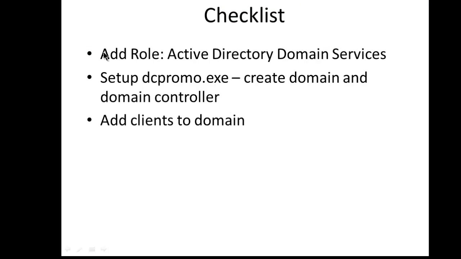Let's examine what we did. We added a role, which was the Active Directory Domain Services. Once that was installed, we then continued the installation with DC Promo, which actually installed the functionality of Active Directory Domain Services. It created a domain, and we made the server the domain controller. After that, we simply added clients to the domain, and then we verified that they were on the domain. Next, we will be looking at creating a roaming profile. See you then.